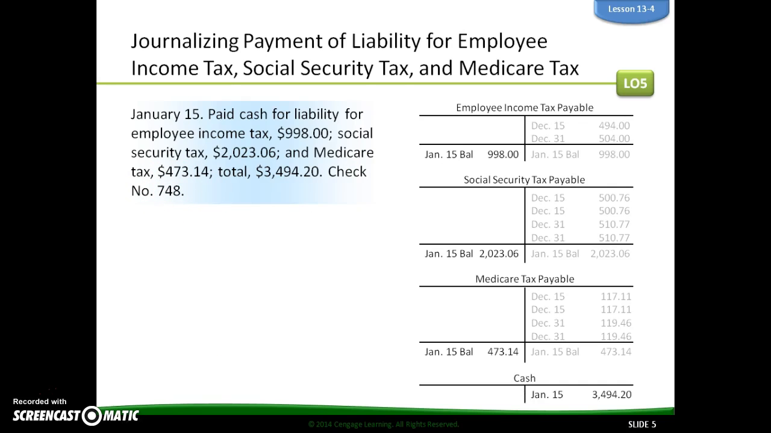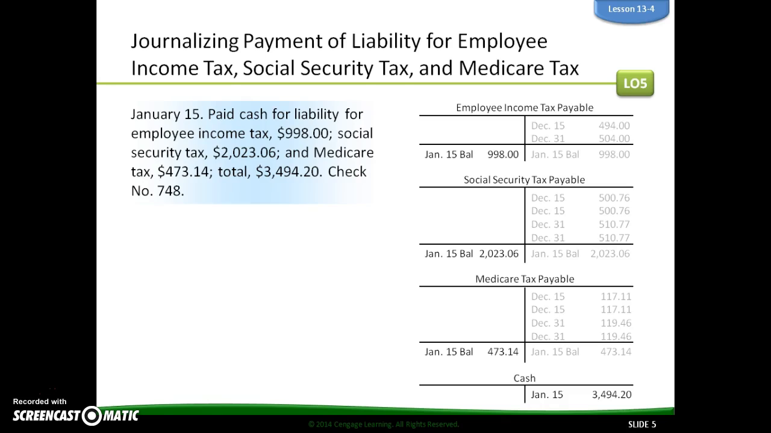All right, so here are the T accounts. You can see the employee income tax payable that we are actually looking at. What we have here are a couple of credits for the employee tax payable, and then we're going to note a debit on January 15th of $998 to go ahead and clear out that liability.